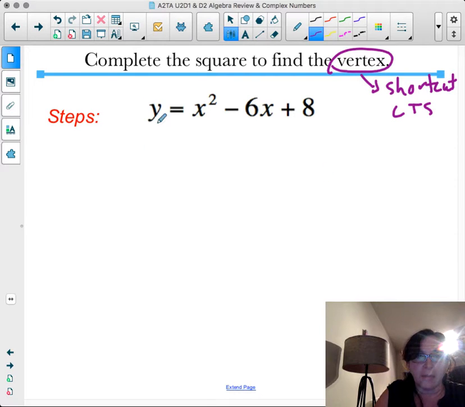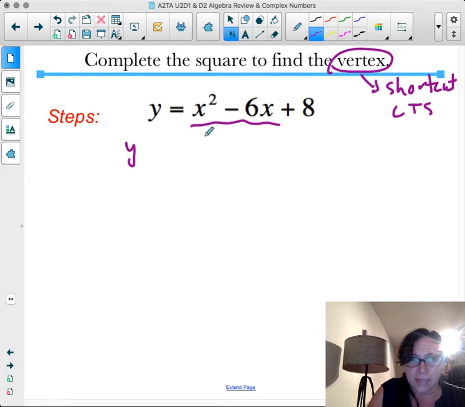Okay. So in completing the square to find the vertex, you don't lose the y. You're going to lose the y, y is going to go to 0, when I'm looking for x-intercepts. But I'm not looking for x-intercepts. I'm trying to find the vertex. So we're going to try to put our equation in what's called vertex form. So the first thing you're going to do is move this 8 over here.